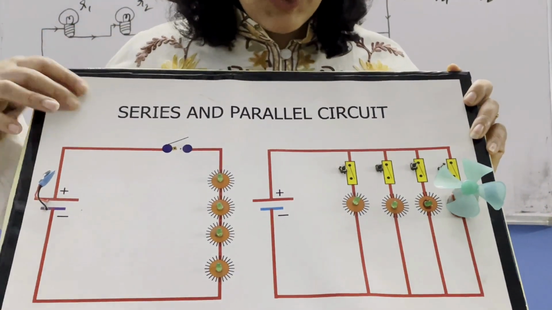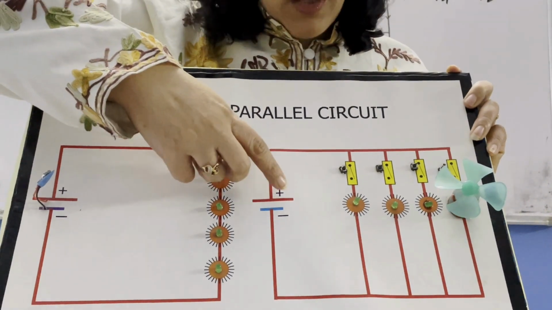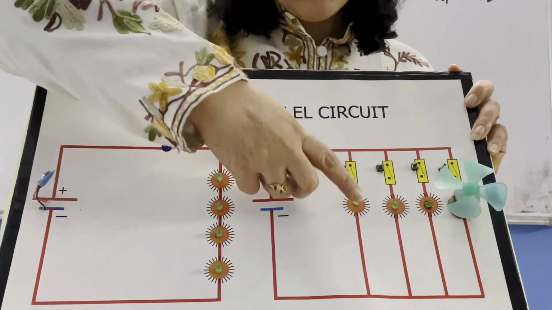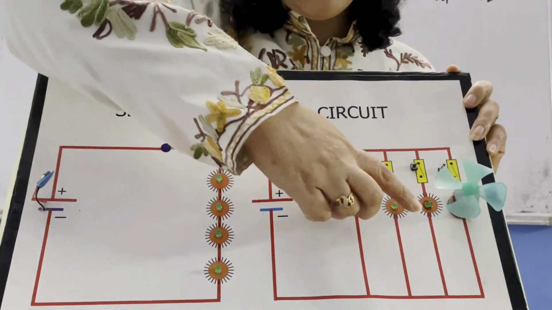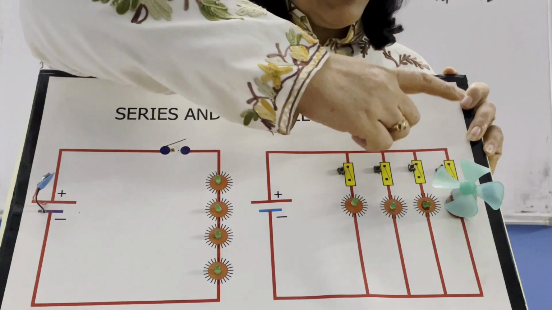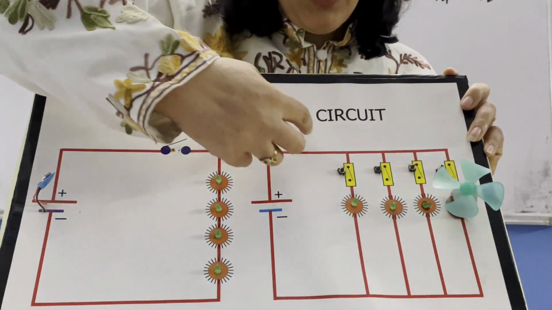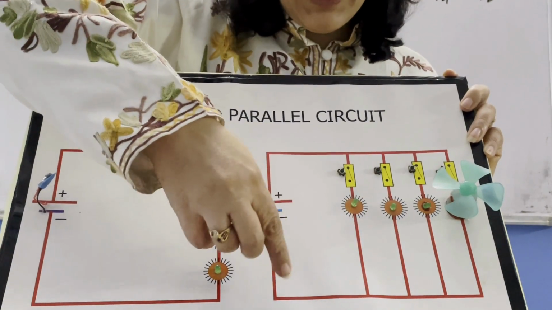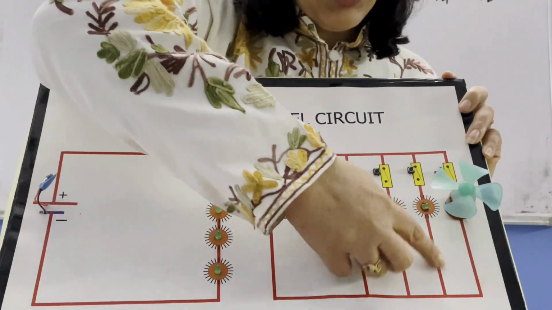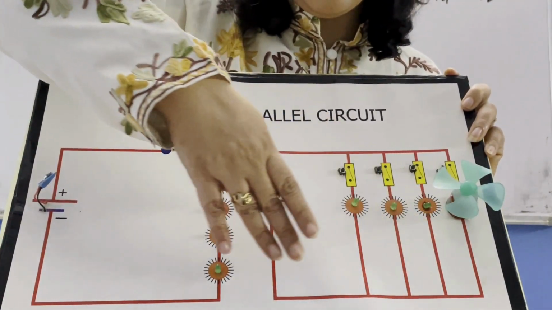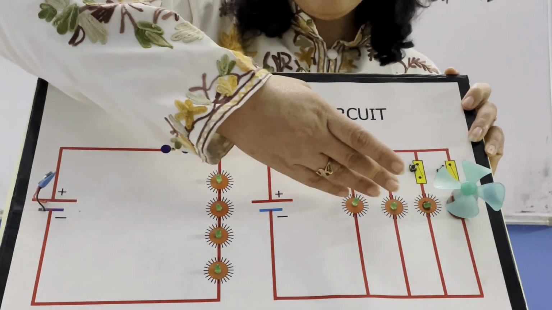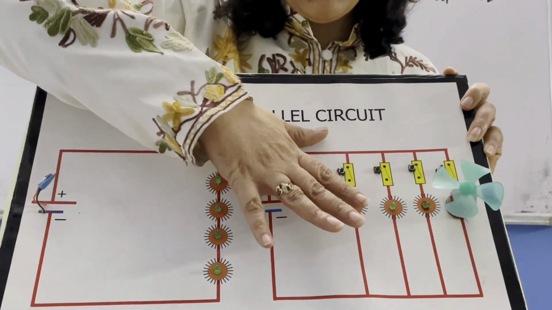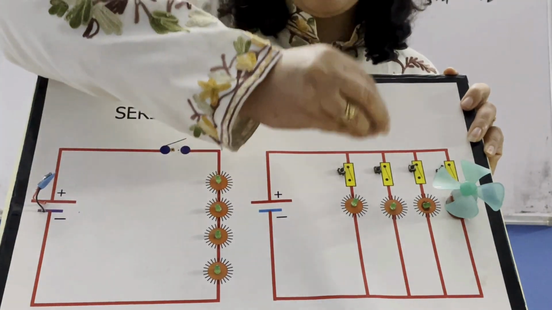In parallel combination, this is the position of the battery and it is connected through a switch to one LED, then through a switch to another LED, then through a switch to another, and then to a fan. So each LED will glow via a different path. As you can see, there are 1, 2, 3, 4 different paths for the current to flow. So if any of these LEDs does not function properly, even then the circuit will function.